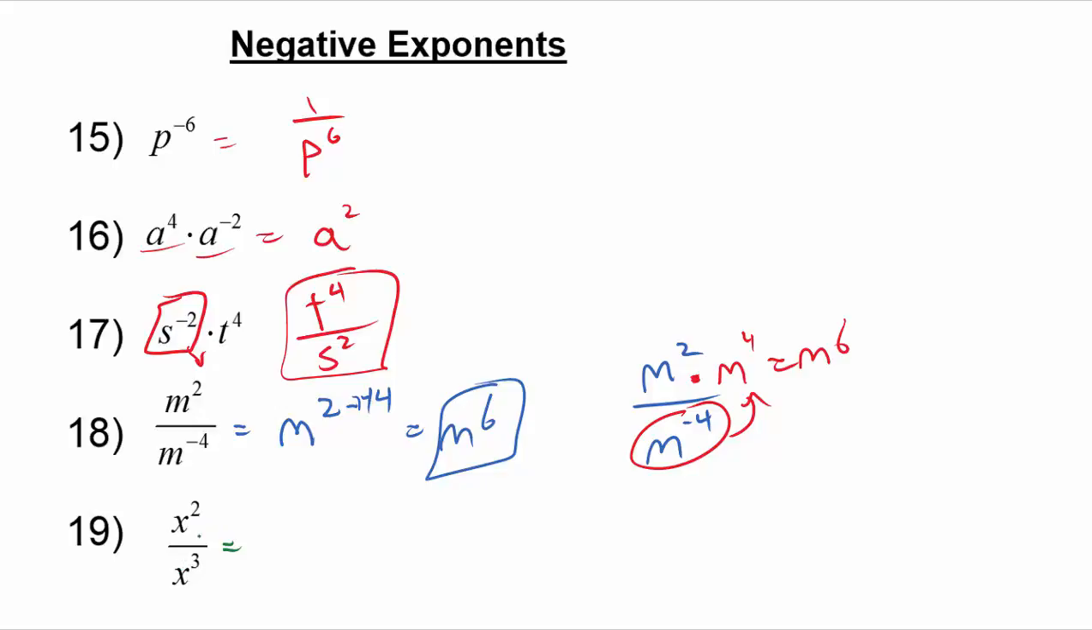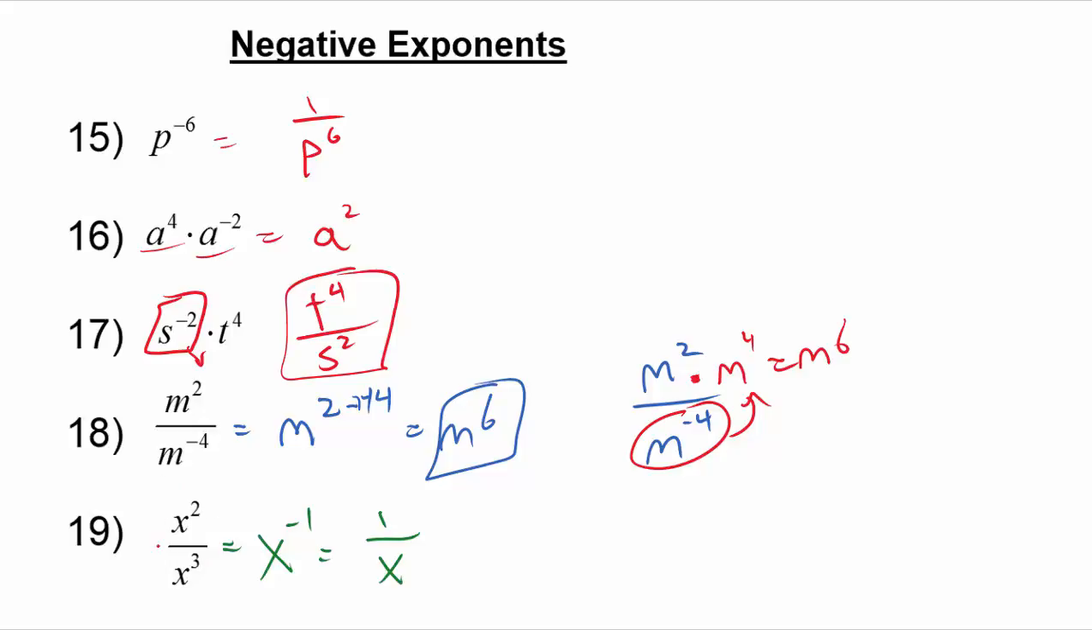Finally, number 19, we could subtract here. We would get x to the negative 1, so 2 minus 3 gives us negative 1, but we don't want to leave that in our answer, so we're going to write 1 over x to the 1, or 1 over x. That's actually not my preferred way of doing these problems.